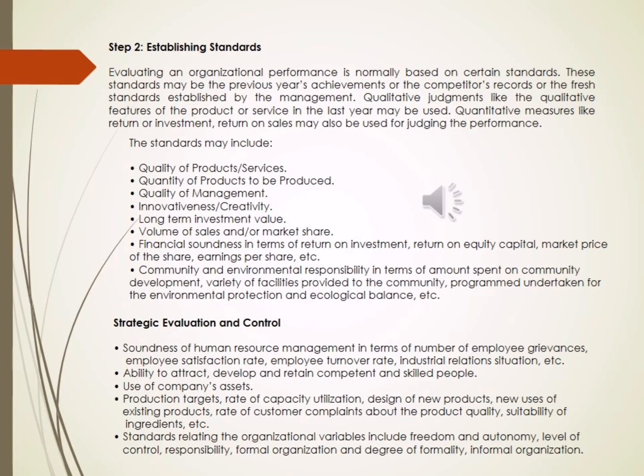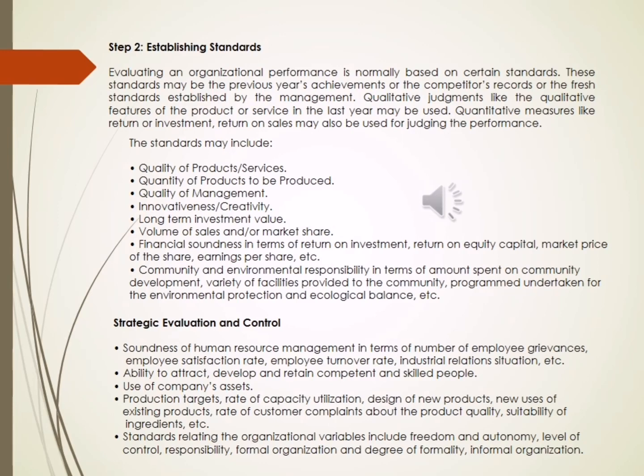The standards may include first, quality of the product or services, then the quantity of the products to be produced, then the quality of the management. Next is the innovativeness or the creativity, then the long-term investment value. Next is volume of sales or the market share. Then the financial soundness in terms of return on investment, return on equity capital, or the market price of the share or earnings per share. Lastly is the community and environmental responsibility in terms of amount spent on community development, variety of facilities provided to the community, programs undertaken for environmental protection, and the ecological balance.